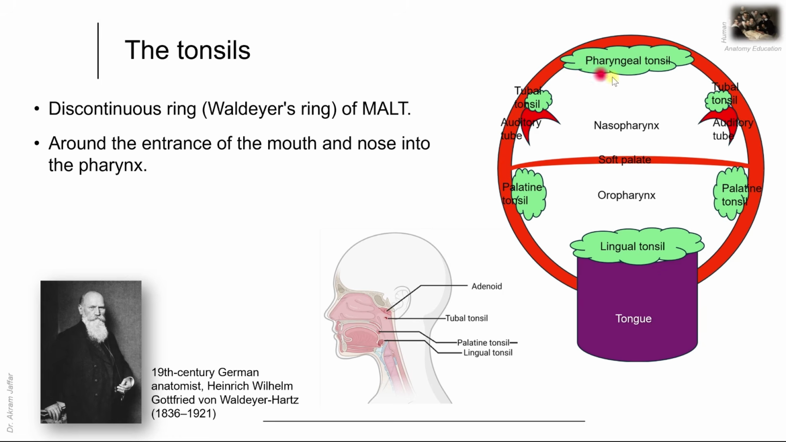So one of them is called the pharyngeal tonsil, located in the nasopharynx, and the tubal tonsil, again in the nasopharynx on either side at the pharyngeal opening of the auditory tube. And then we have the palatine tonsils, which are located in the oropharynx, and the lingual tonsil, which is located at the posterior third of the tongue. The name Waldeyer's ring refers to the German anatomist of the 19th century and early 20th century.